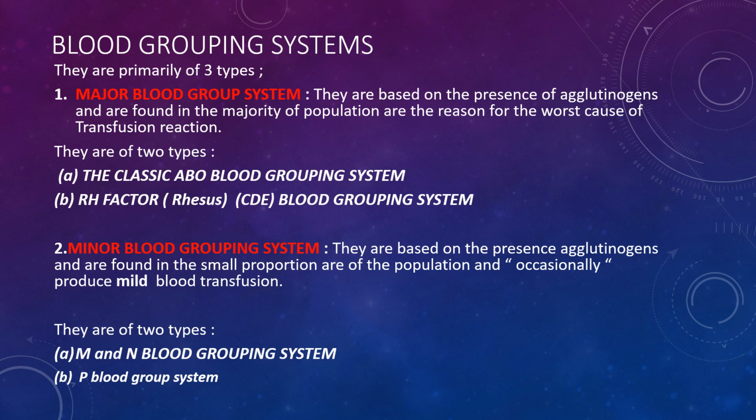The minor blood group systems are based on the presence of agglutinogens and are found in a small proportion of the population. They occasionally produce mild transfusion reactions. They are of two types, the MN blood group system and the P blood group system. There are many other minor blood group systems, which are not very important because they do not play a vital role in the worst transfusion reactions. That's why it is not important to test all those.